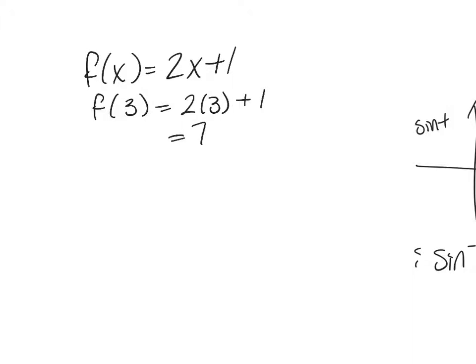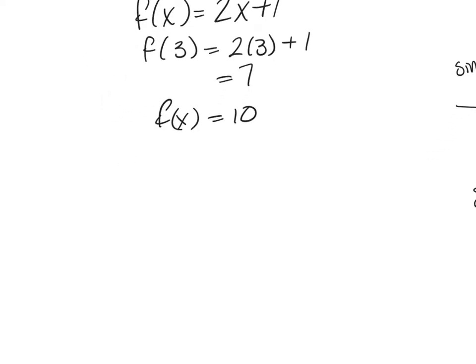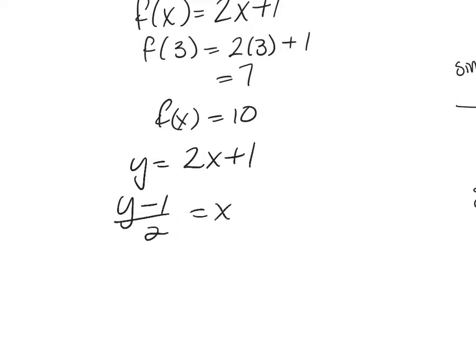What if I have the answer? What if I tell you that f of x is equal to 10, and I wanted to know what I put in there? The way in which I do that is I would do the inverse of it. So for the inverse, I've got y is equal to 2x plus 1, and now I'm going to solve for x. So I'm going to take my y value minus 1, divide it by 2, and that's what my x is. Notationally, what we would have said is f inverse of x is equal to (x minus 1) divided by 2.